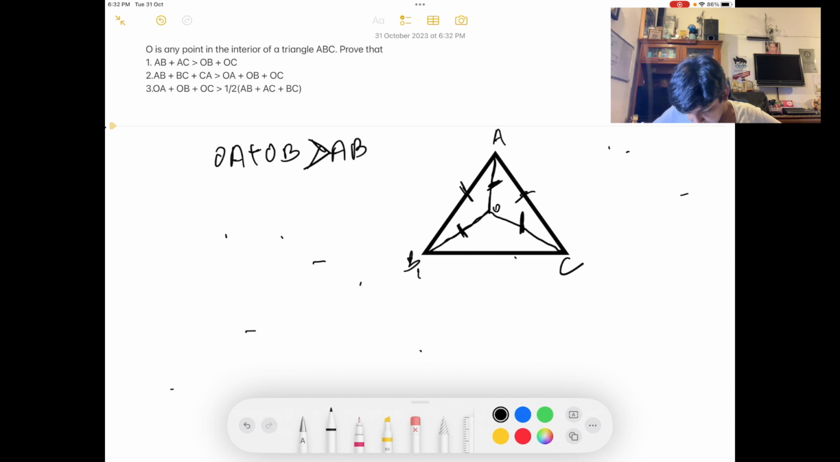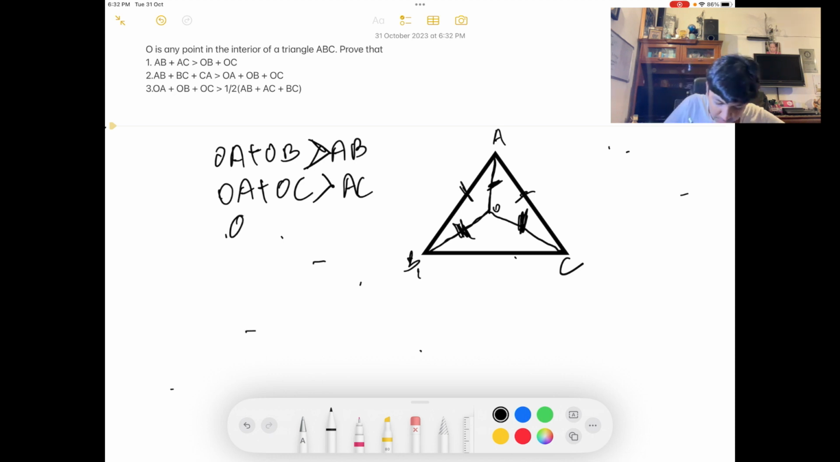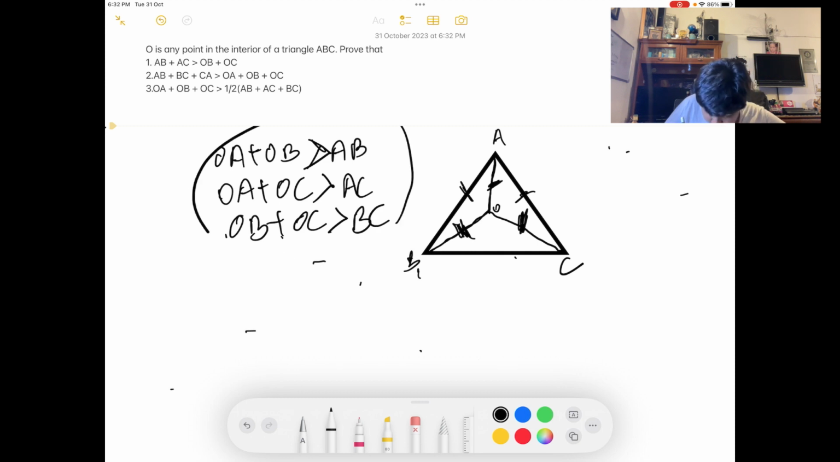Similarly, OA plus OC will be greater than AC. And OB plus OC will be greater than BC. So when we add all the three inequalities, what do we get?